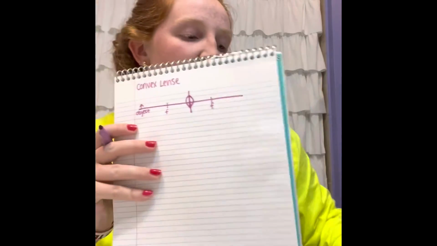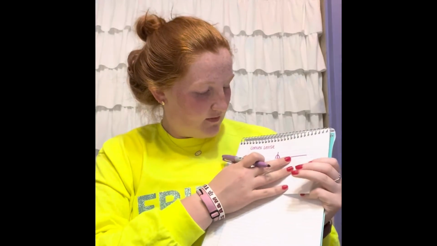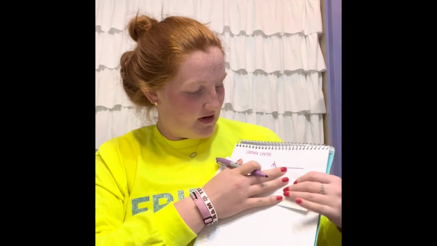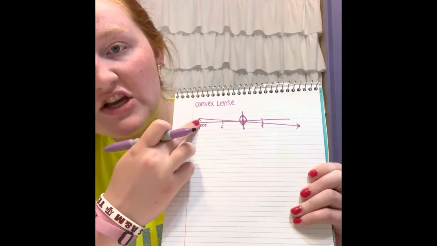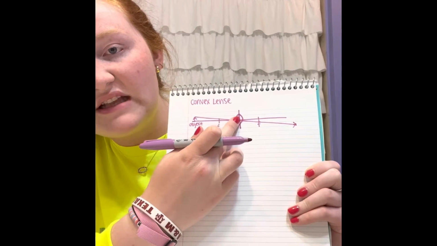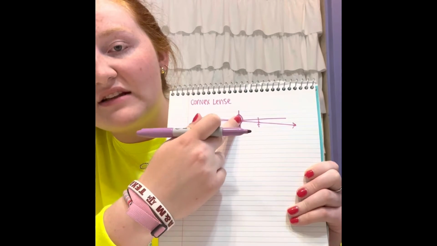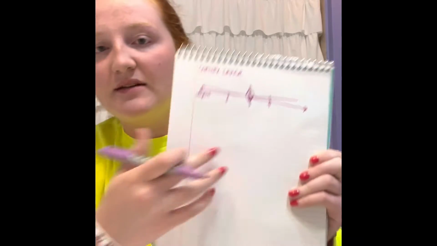center of the lens. And so you can use any straight edge like a ruler and just line it up from top of the object straight through the middle. The second one, you're going to go from the top of the object parallel to the center of the lens, and then you're going to refract it through the focal point on the opposite side.